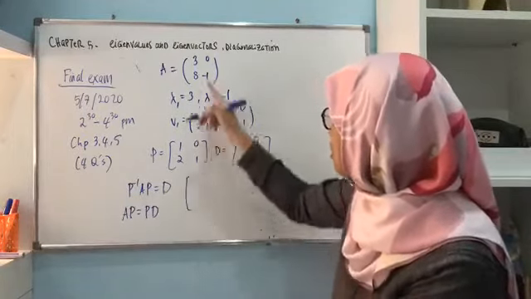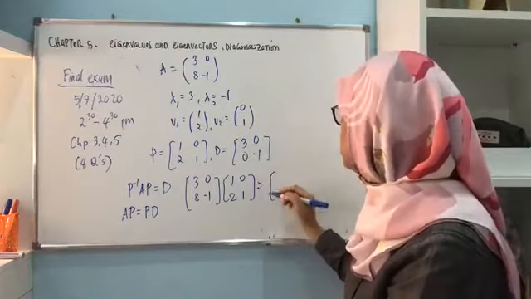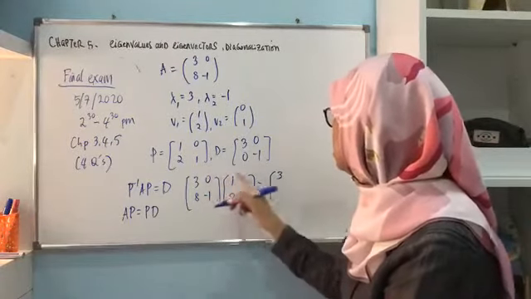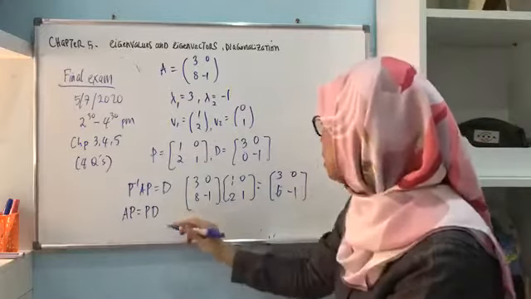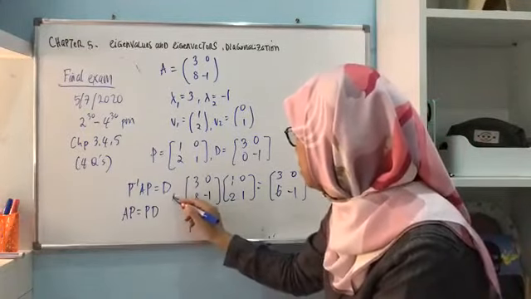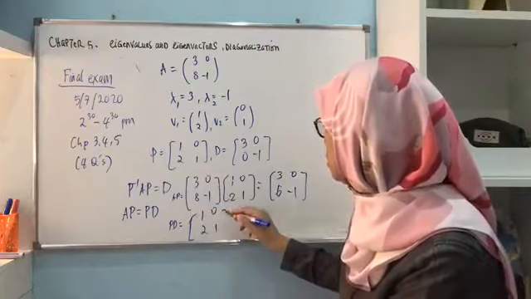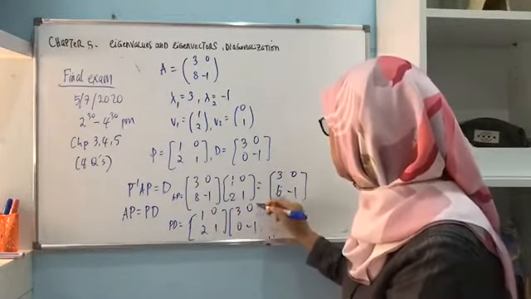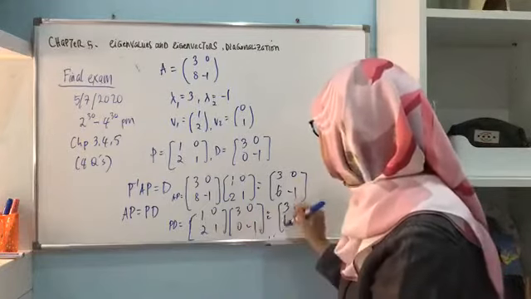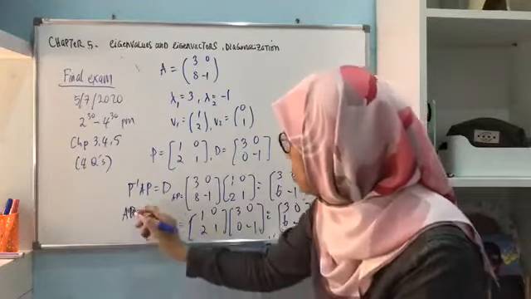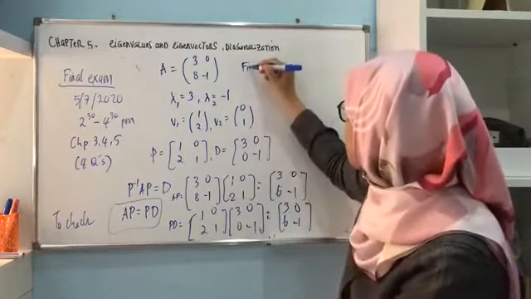Multiply A P, you will get 3, 0, 6, negative 1. This is A P. Try P D: 1, 0, 2, 1 times 3, 0, 0, negative 1. You get 3, 0, 6, negative 1. So you can check also this. Check.